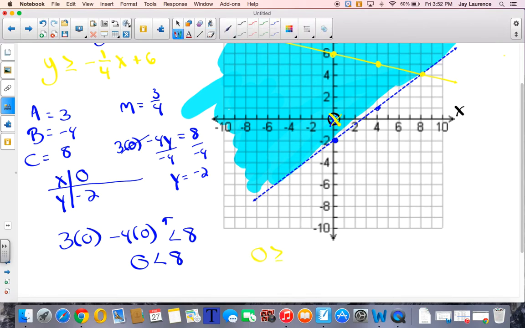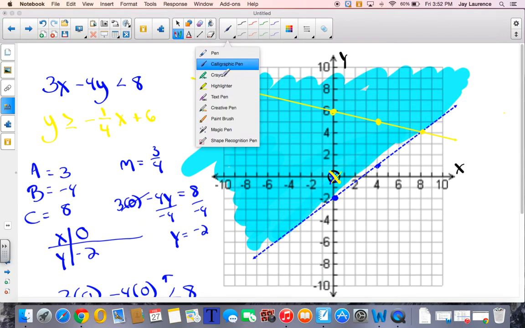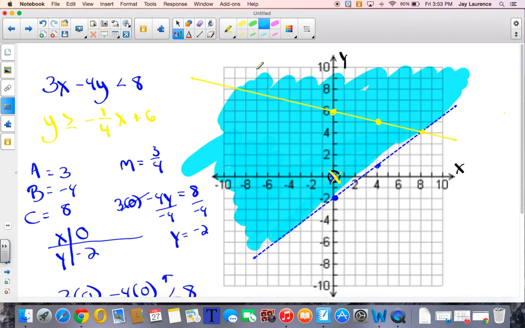Is 0 greater than or equal to negative 1/4 times 0 plus 6? Is 0 greater than or equal to the right hand side, which simplifies to 6? Is that true? No, it is not. So I'm going to shade on the side of the line that's away from the origin.